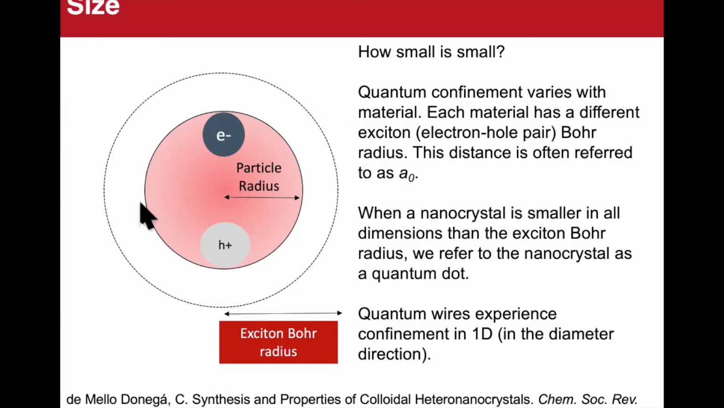And so here I show an isotropic crystal, but you can also confine it in just one dimension, right? This one is confined in all three dimensions, but you can also have confinement in only one direction. So let's say a quantum nanowire would experience confinement in only one dimension, which is along the diameter of the wire.